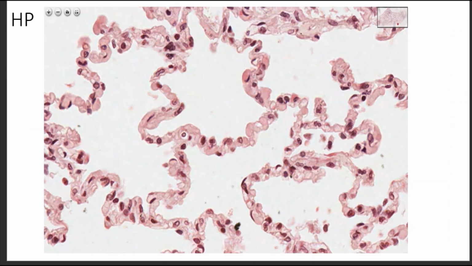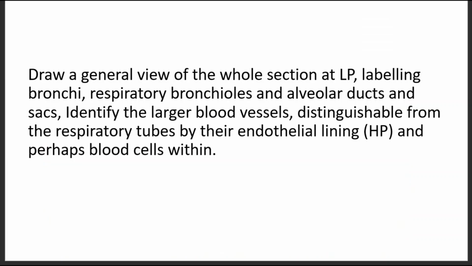These are simply alveolar sacs. In the alveolar sacs, you have simple squamous epithelium forming the alveolar sacs, and you also find type 2 pneumocytes. These are type 2 pneumocytes that are producing surfactant. All right, so that is all about the respiratory histology.